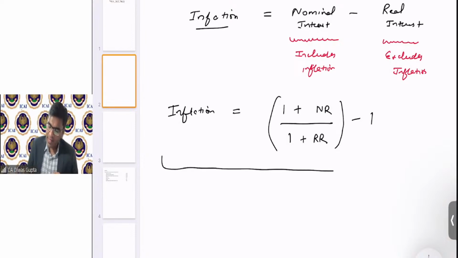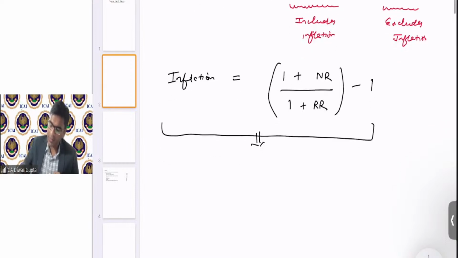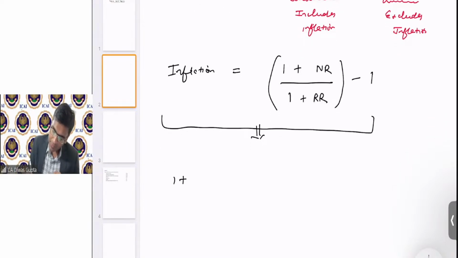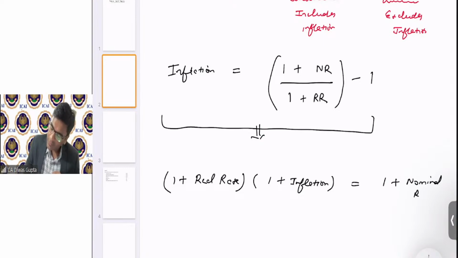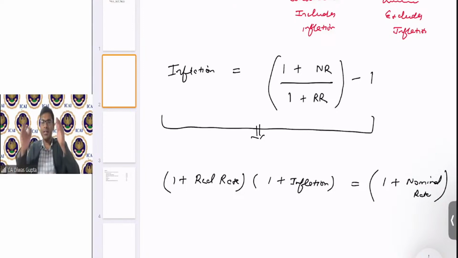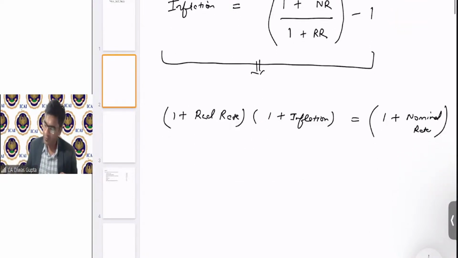I can actually simplify this and rewrite as below, which is easy to understand. Okay. 1 plus real rate multiplied by 1 plus inflation is equal to 1 plus nominal rate. The above equation itself, I have rewritten and rearranged in an understandable manner. So students, please have a look here. This is the real rate. By real rate, I mean real interest rate. Okay. This is also nominal interest rate. Okay.